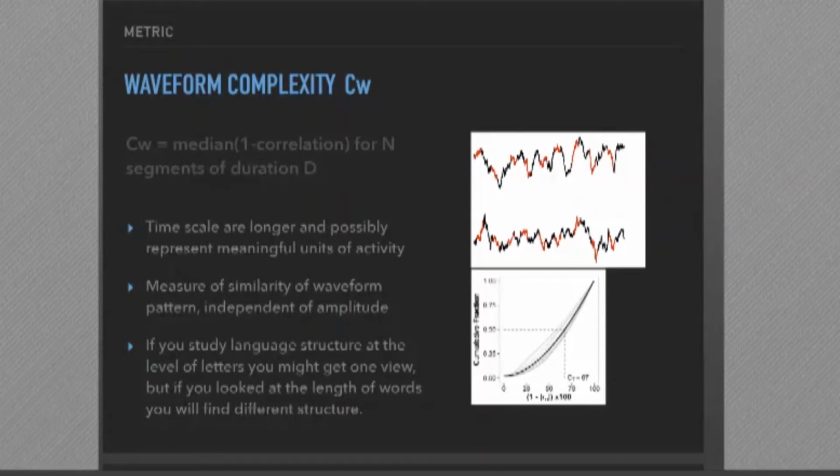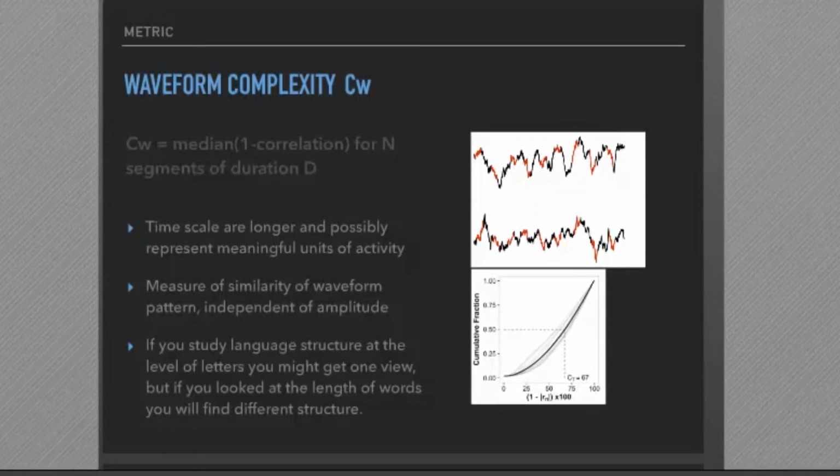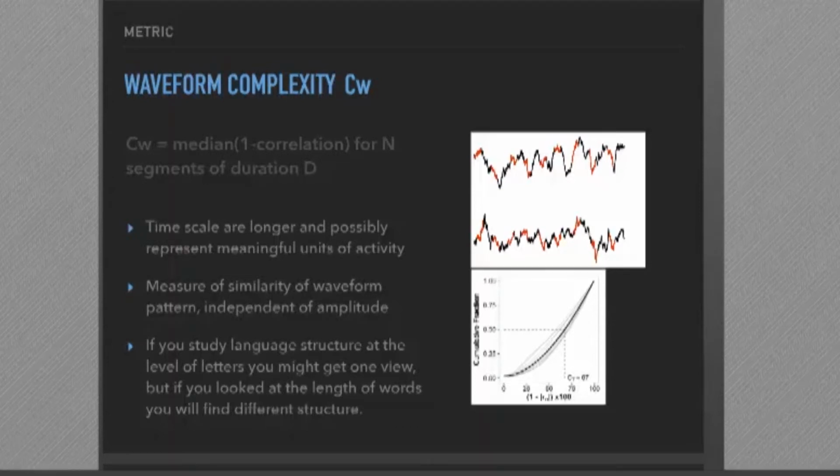So here the EEG waveform is taken, and 100 or some such number of segments is taken, represented here in red across the signal. And the correlation between each of these segments is measured. And 1 minus correlation essentially gives you the distance between these segments. And the median value of that, which is shown here in the cumulative histogram, where each of these gray lines represents a separate electrode, and the black line shows the mean of these values. And the median value of this distance essentially gives you a measure of complexity.